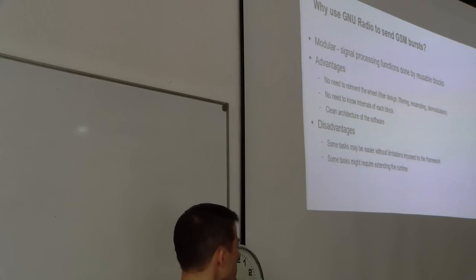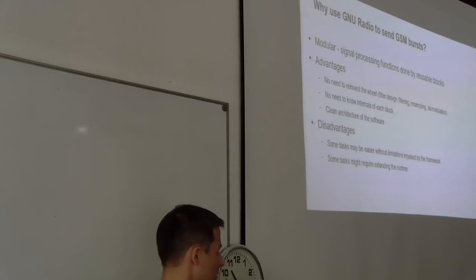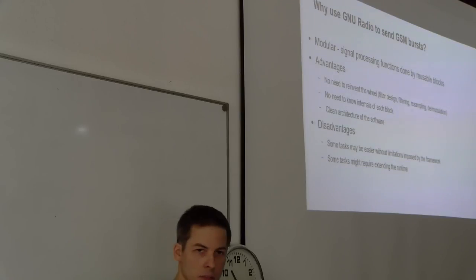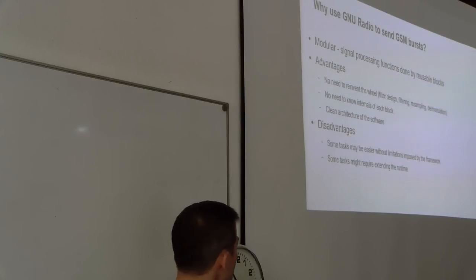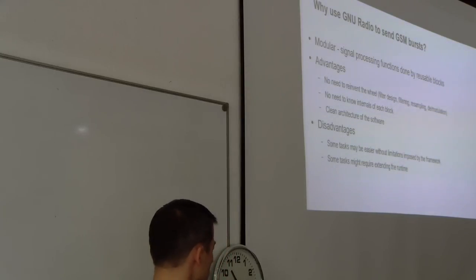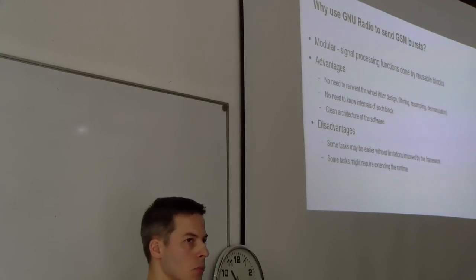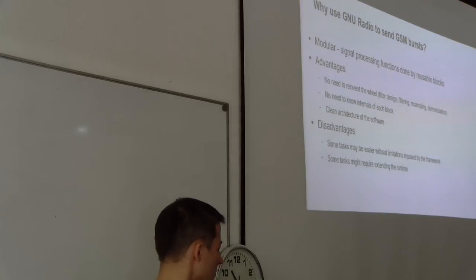If I want to do filtering, resampling, modulation, demodulation, coding, decoding, there's a lot in there. If someone doesn't want to know what is inside a block, he doesn't need to. He needs to know what's on the input, what's on the output, and what the block does. Knowledge of internals is not needed if someone doesn't want it. The architecture of software created this way is quite clear because we have blocks connected together. The disadvantage is that it might impose some limitations, but probably not as many as people think.